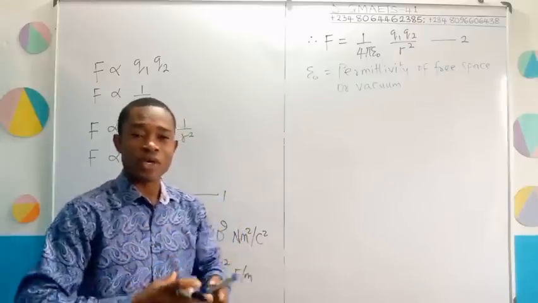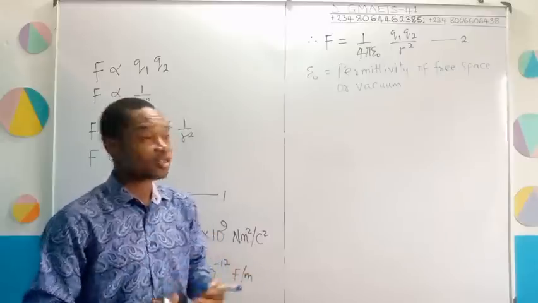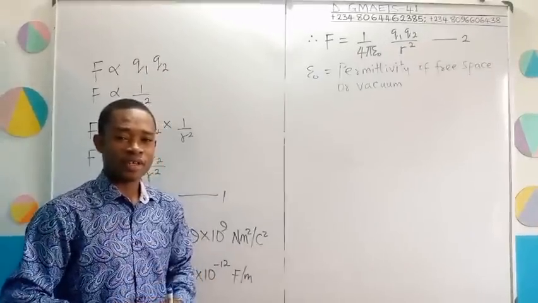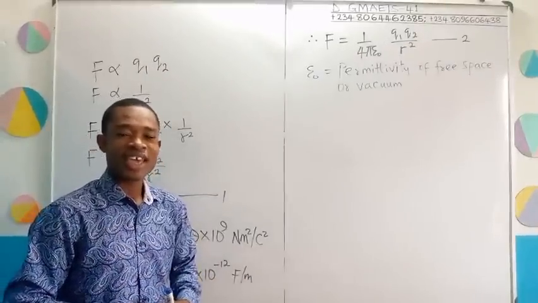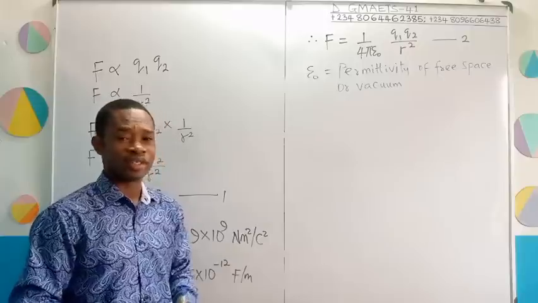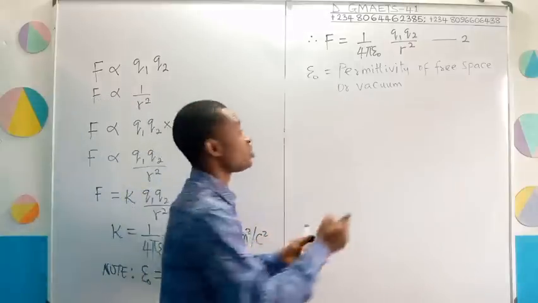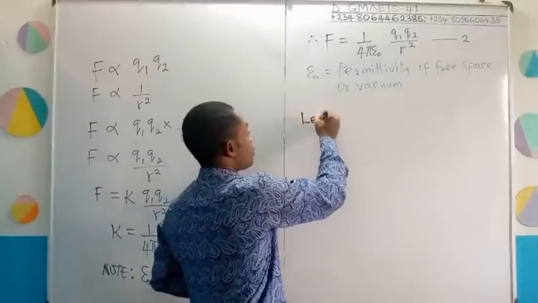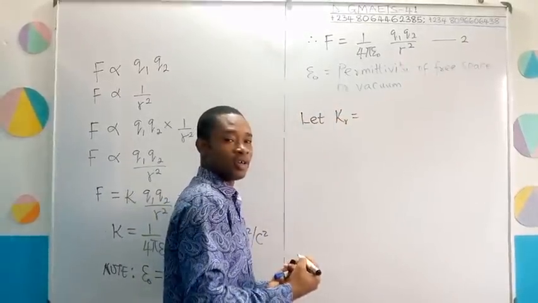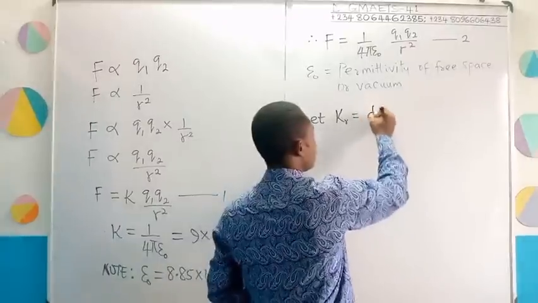First, we are going to define what we refer to as the dielectric constant, also known as relative permittivity. Permit me, please, to use K subscript R for it. One can decide to use capital D, the choice is yours, as long as you define what it represents. So let K subscript R be equal to relative permittivity, or dielectric constant.